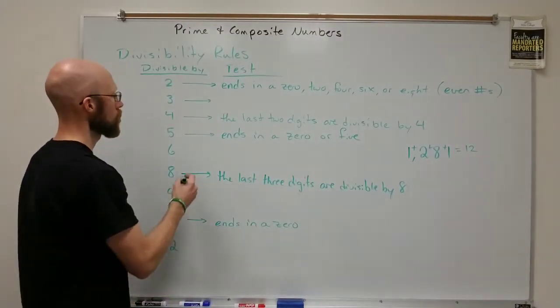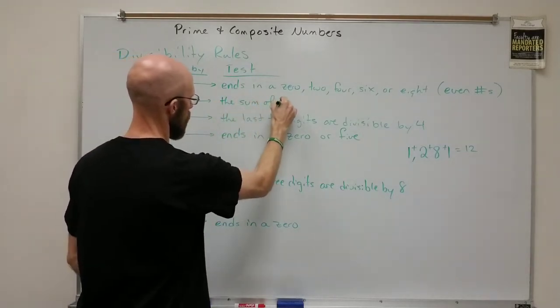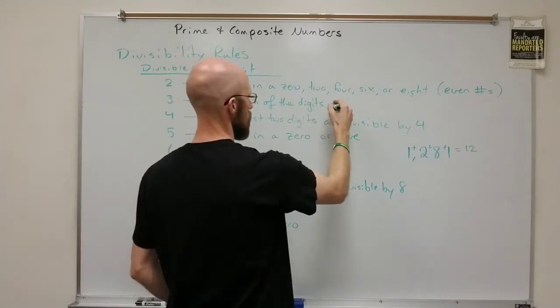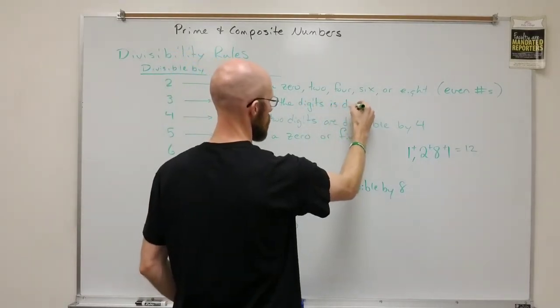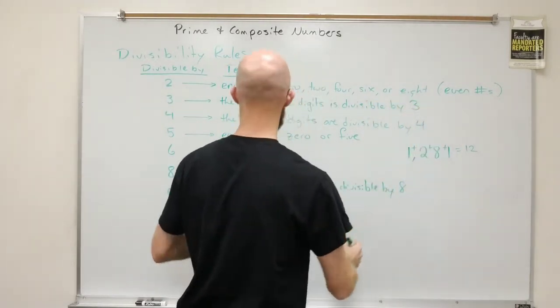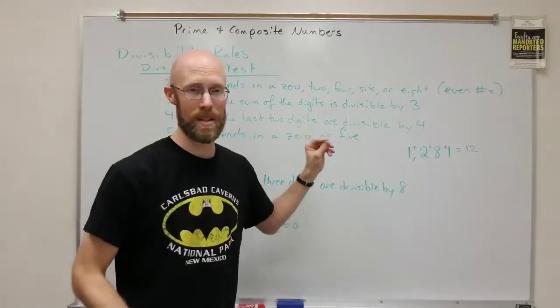Okay, so the sum of the digits is divisible by 3. So as long as the sum of the digits is divisible by 3, then the original composite number is as well.